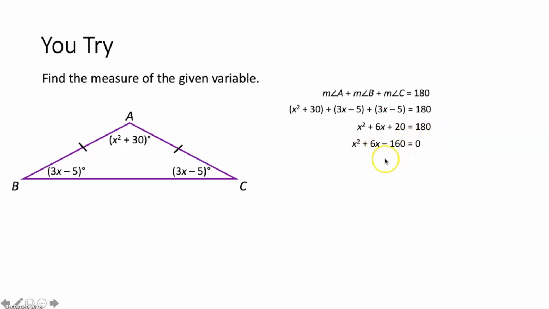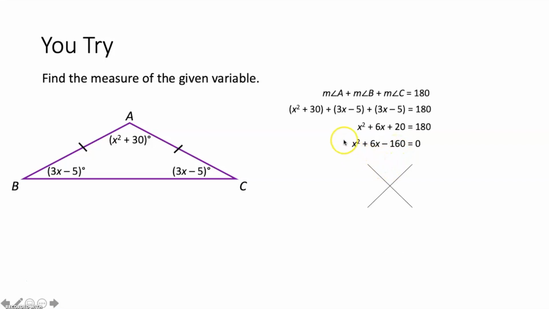And now I have a quadratic trinomial. Quadratic just means it's degree 2, and it's a trinomial. It's got 3 terms. And because it's set equal to 0, I can factor this and solve for x. How do I factor this? Again, there's a bunch of different ways to factor this, but what I'm doing is the magic x.